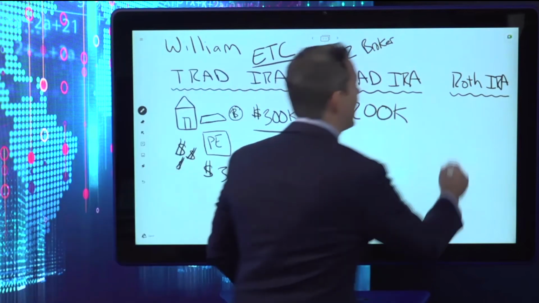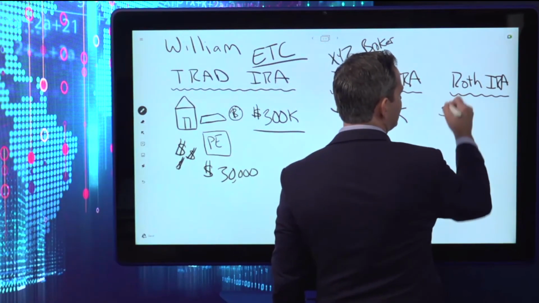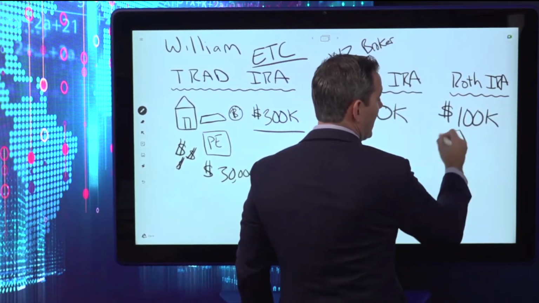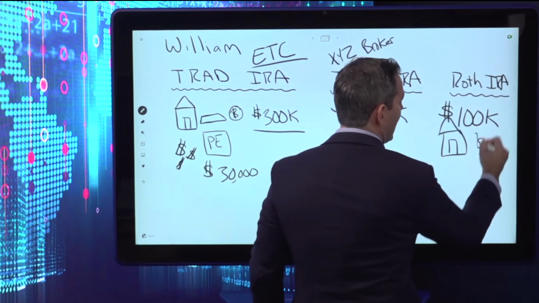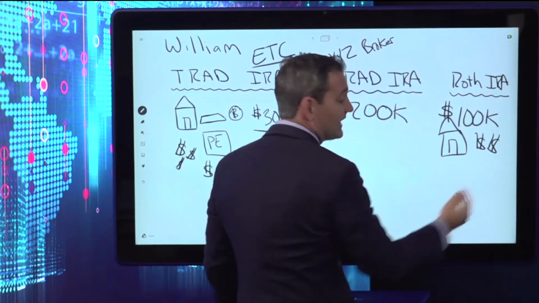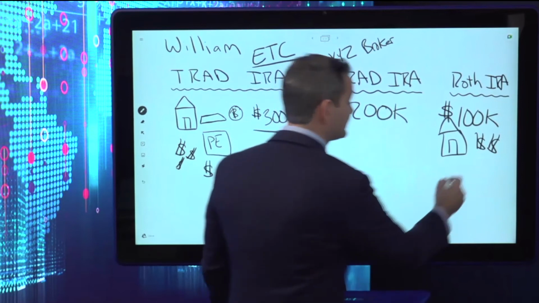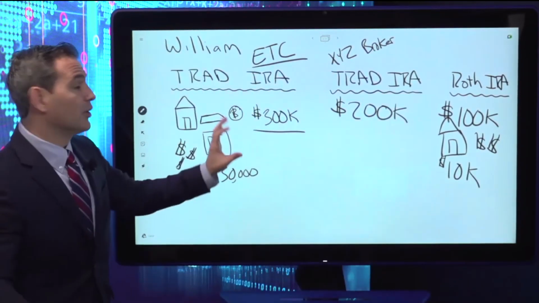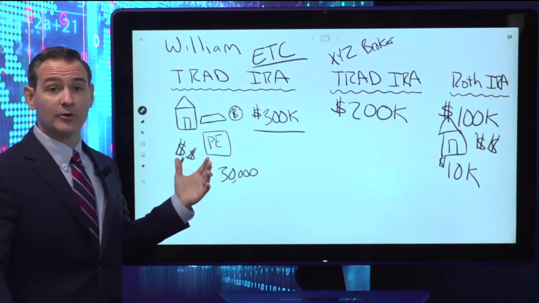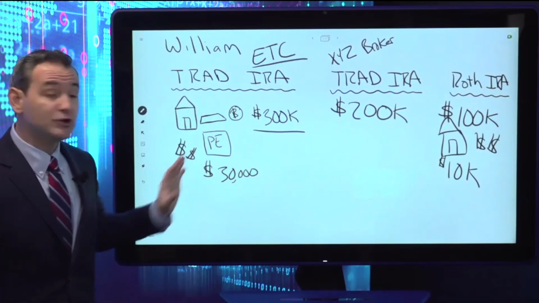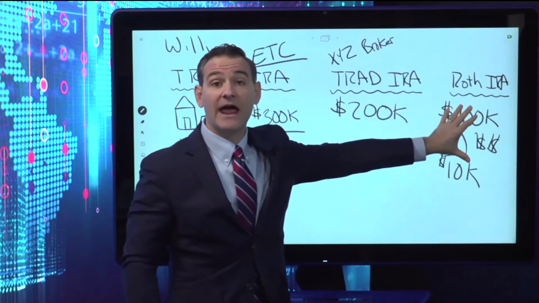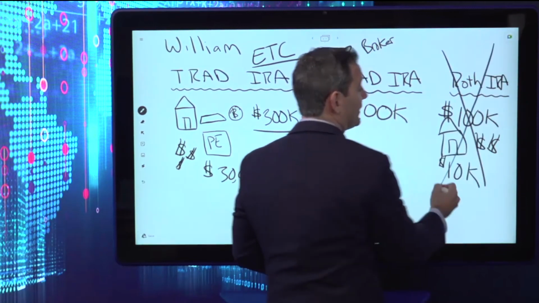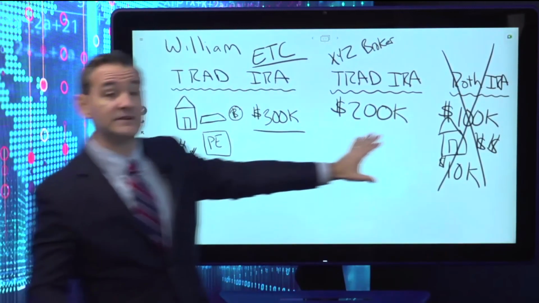All right, and then William has a Roth IRA, and let's say he has $100,000 in his Roth IRA, and let's say that he has a property in there, he has some cash, and maybe he has a private money loan that he made to an investor worth $10,000. Right, just using some examples here. And so now what we need to do is calculate our required minimum distribution. Now, good news is, remember, Roth IRAs have no required minimum distributions. So we don't have to worry about this Roth IRA in our calculation. That's totally tax-free.